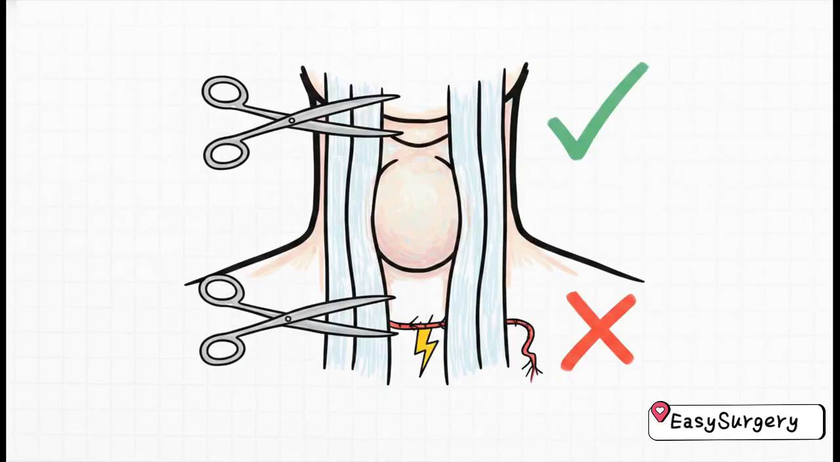If you're dealing with a truly massive goiter and just need more exposure, you might have to cut the strap muscles that overlie the thyroid. But if you do this, it is absolutely imperative that you cut them high up. If you cut them low down, you're going to sever the ansa cervicalis nerve, and you'll paralyze those muscles permanently.